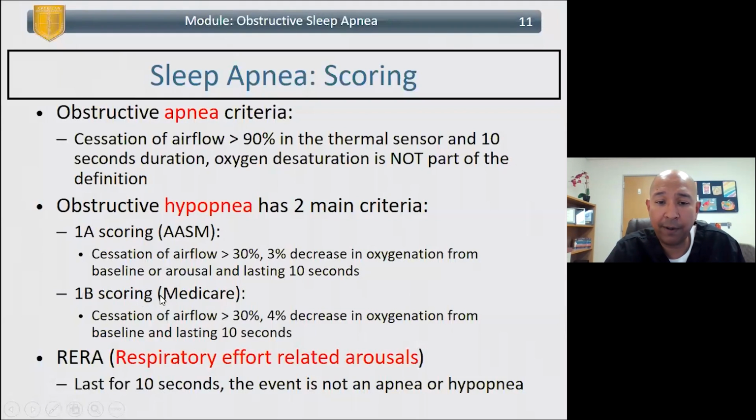The 1B scoring, once again, sensation of airflow decreased greater than 30%. This is the 4% decrease in oxygenation, but once again, it still lasts for 10 seconds. And then there's RERAs, which we usually score in lab because there is very specific scoring criteria to score an arousal, and it can't meet the criteria for an apnea or hypopnea. This is going to be important if you really like this stuff and want to brush up on scoring for the board exams.